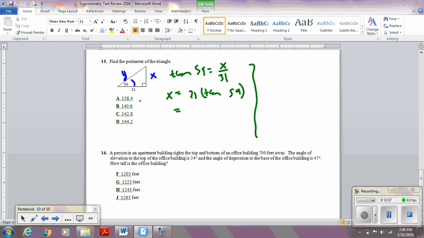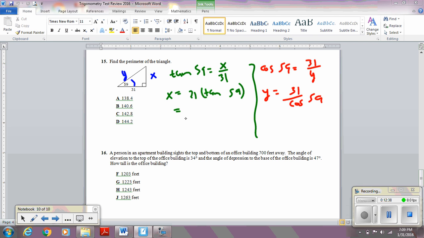So for y, I would use 31 as adjacent, and y as the hypotenuse. So I would use cosine. So the cosine of 59 is equal to adjacent, which is 31 over y. So since y is on the bottom, I need to switch and divide. So y is equal to 31 divided by cosine of 59.